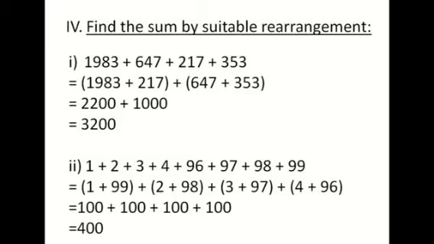Second sum, it is very easy. 1 will be grouped with 99, 2 will be grouped with 98, 3 will be grouped with 97, 4 will be grouped with 96. If you add these pairs, it will give 100 plus 100 plus 100 plus 100. So, the final sum is 400.